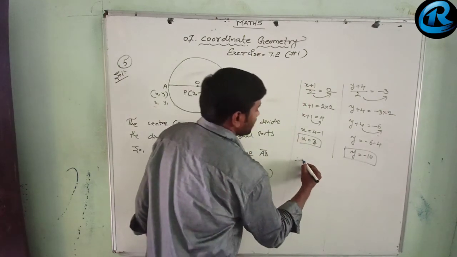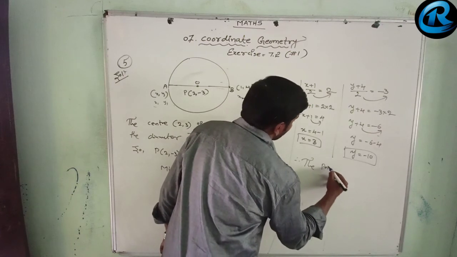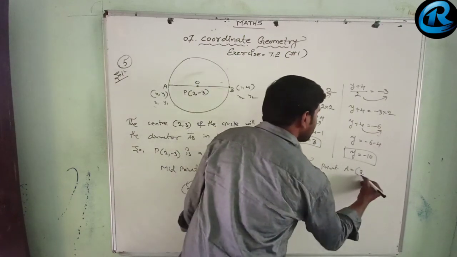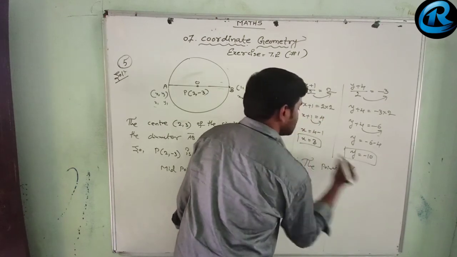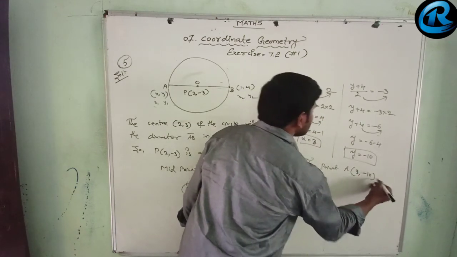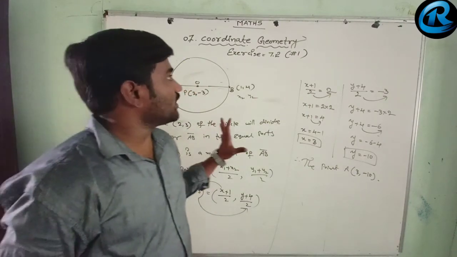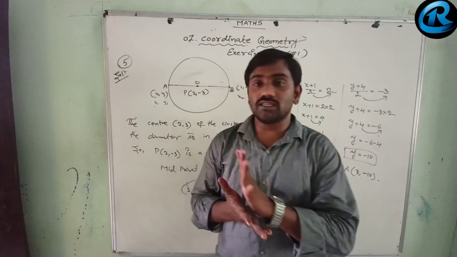Therefore the point A equal to x comma y, where x is 3 and y is minus 10. I hope you understood the questions up to 5.